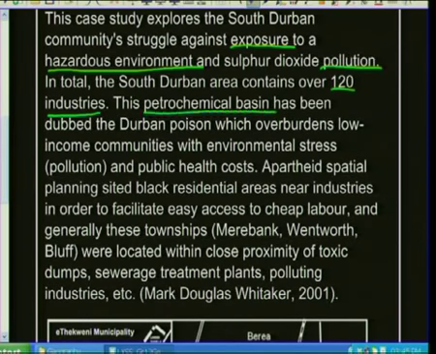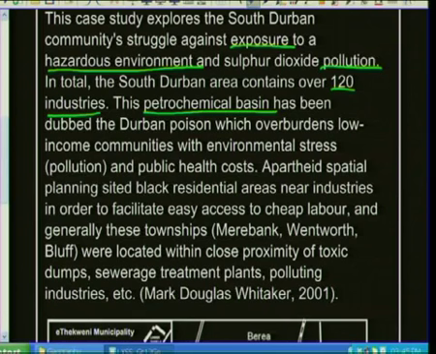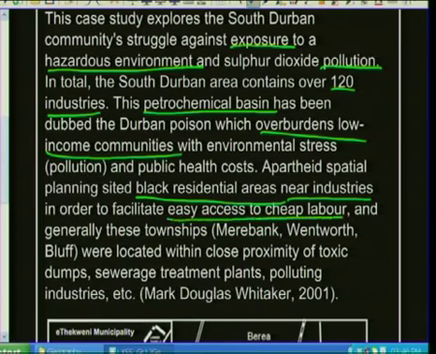This petrochemical basin, what they're talking about there is an area where petrochemical industries have all been located, has been dubbed the Durban poison, which overburdens low-income communities with environmental stress like pollution and public health costs. Apartheid spatial planning cited black residential areas near these industries in order to facilitate easy access to cheap labor. Generally, these townships, and they've named a few here, were located within close proximity to toxic dumps, sewage treatment plants, and polluting industries. Okay.